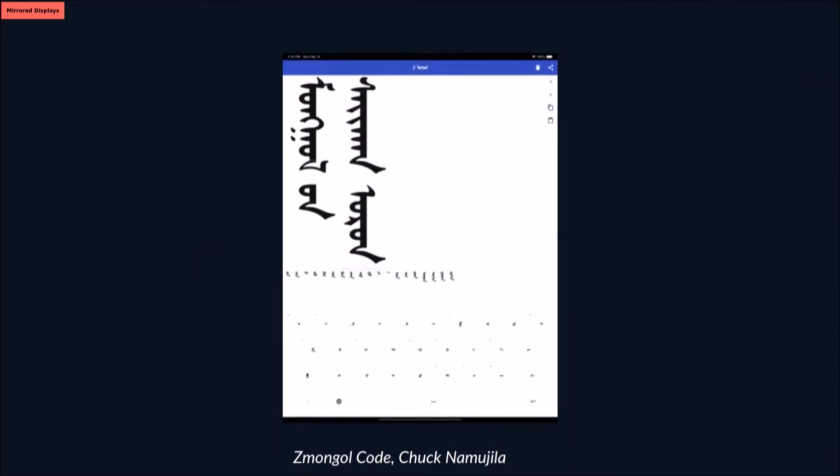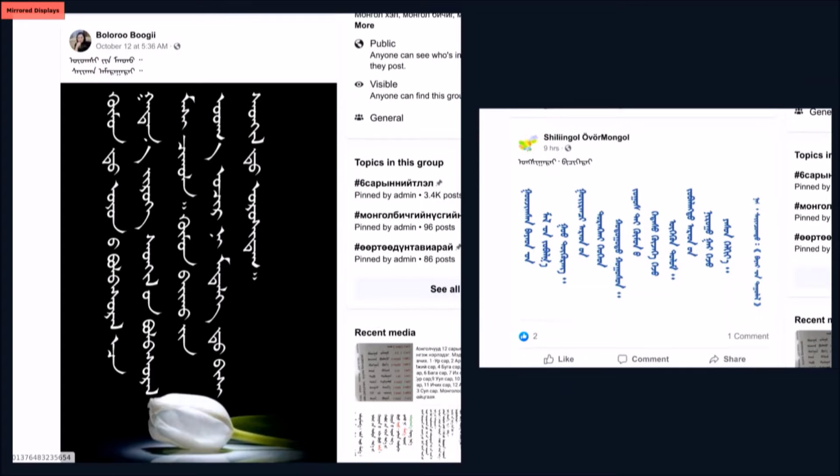For example, Chuck, who just spoke before me, has written an app that lets you type Mongolian, which is encoded, but as he says, there are problems. So what it does is it lets you type and it creates images. And people on Facebook are sharing stuff in this form. They're using it in WeChat and other apps.